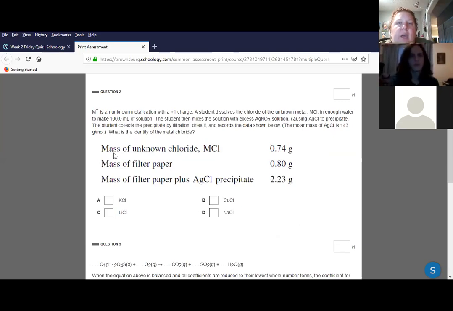So we know that we've got this mystery MCl dissolving in enough water. The student then mixes that solution with excess silver nitrate, causing the AgCl to precipitate. The student collects the precipitate, dries it, and records the data. So we know what reaction is going on. So we should probably write that down. I'm going to flip back and forth. It's going to be annoying. I apologize.